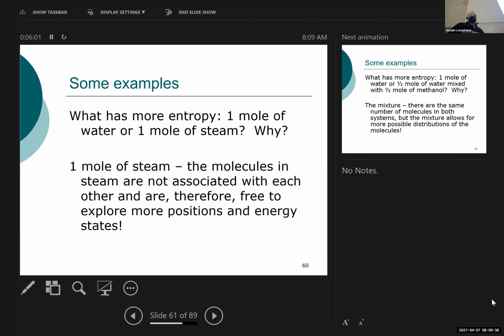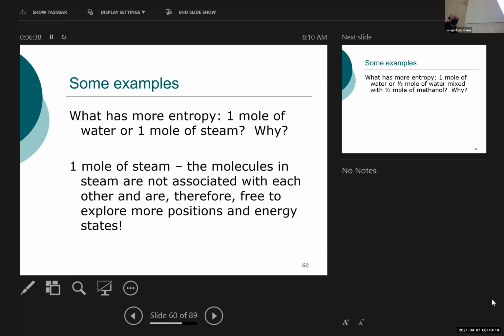Right. And so a couple quick qualitative things before we do any quantitative calculations. Again, phase itself has an entropy consideration. Water as a liquid has more entropy than solids, and steam as a gas has more entropy than liquid water, even if you have exactly the same number of molecules in exactly the same space.